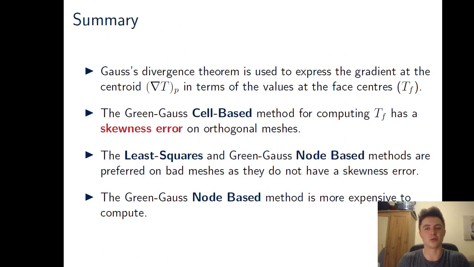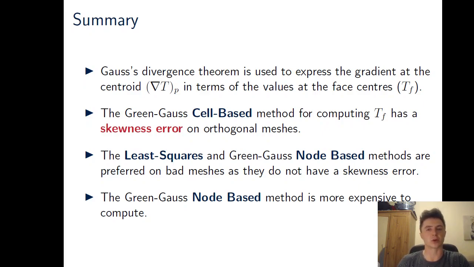So just a quick summary of what we talked about today. Remember that it all starts with Gauss's divergence theorem, and by manipulating Gauss's divergence theorem, we come up with an expression for the gradient at the centroid of the cell, and this gradient at the centroid of the cell is expressed in terms of values at the center of the faces of those cells. And then we have two different methods for computing those values at the center of the faces. We have a cell-based approach with linear interpolation, and we have a node-based approach which uses averaging.